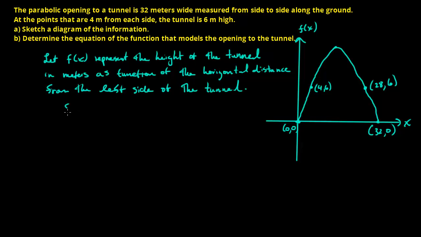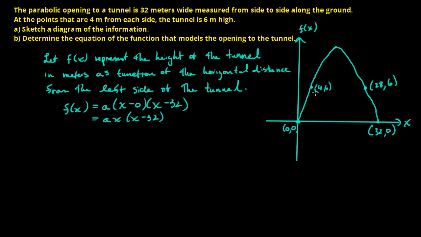Well, now we know that our function f of x is equal to a times x minus 0 times x minus 32. It's going to be x minus 0 because one of the zeros for our function is 0. The other zero is 32. So we'll have x minus 0 times x minus 32. This is just equivalent to a x times x minus 32, of course, because x minus 0 is just x.